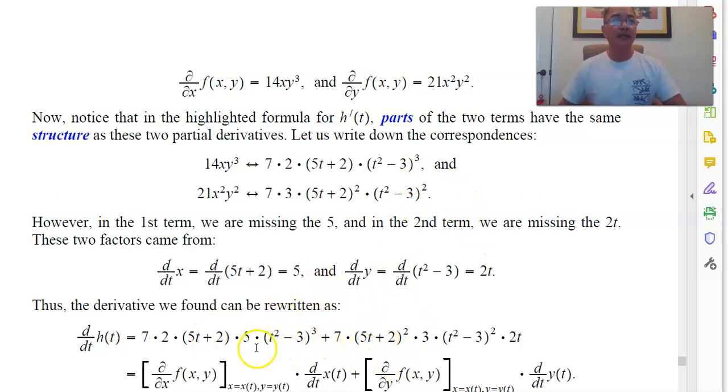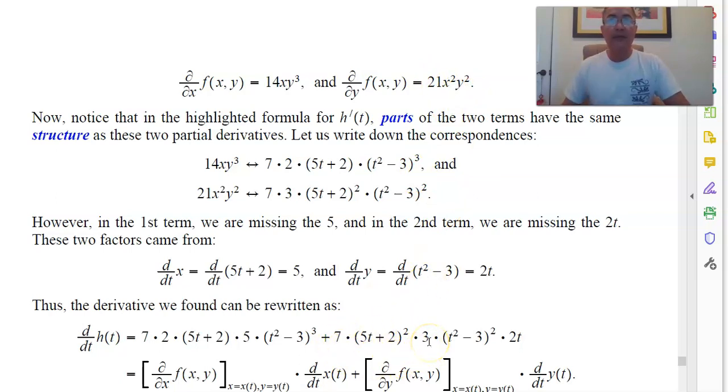Okay, so let's take a look at what we have in this first term. Do we see anything that looks like 14xy cubed? Well, there's a 14, and I think this is the x, and this is the y cubed. Well, that's good. It's almost all there, except there's a 5. Well, where did that 5 come from? It came from inside, right? From the basic chain rule. That was the derivative of 5t plus 2, which is the derivative of x with respect to t, of course.